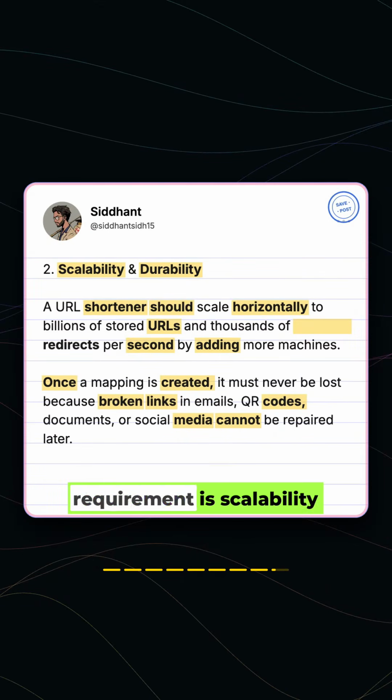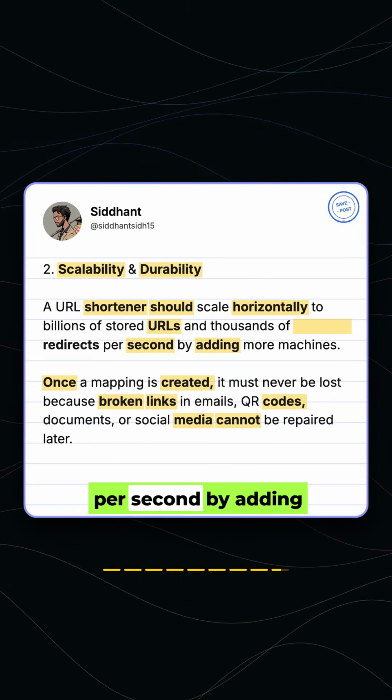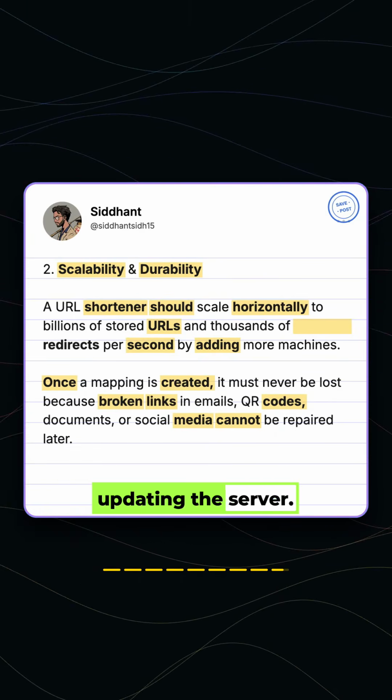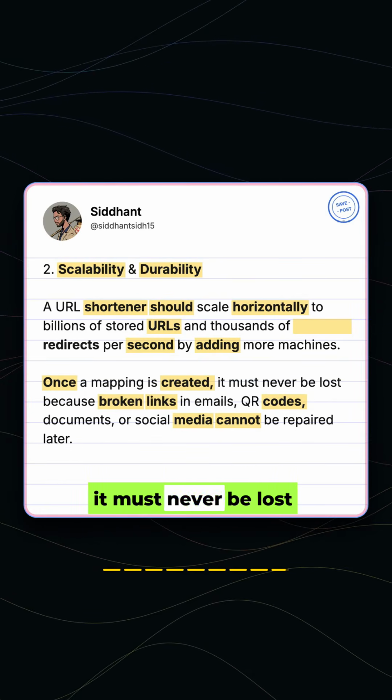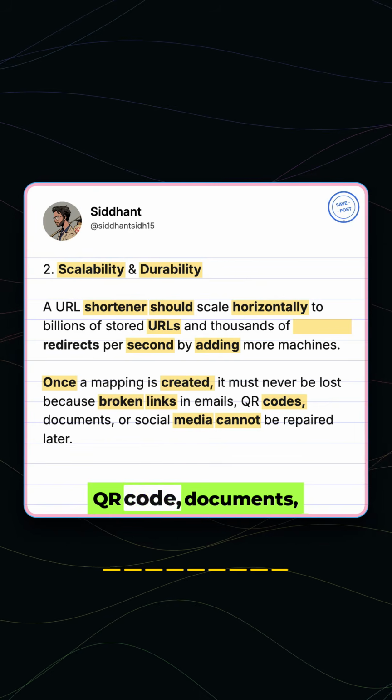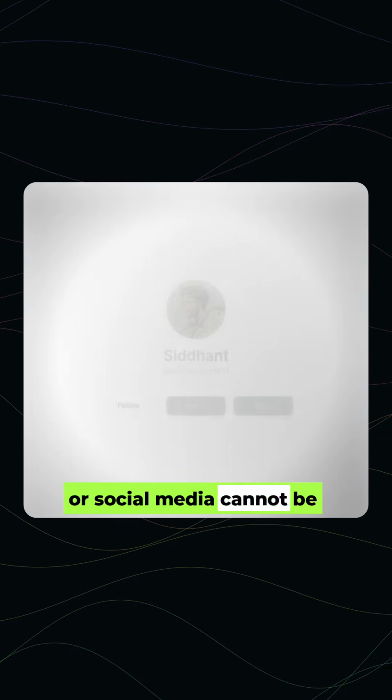The second non-functional requirement is scalability and durability. A URL shortener should scale horizontally to billions of stored URLs and thousands of redirects per second by adding more machines instead of upgrading the server. Once a mapping is created, it must never be lost, because broken links in emails, QR codes, documents, or social media cannot be repaired later.